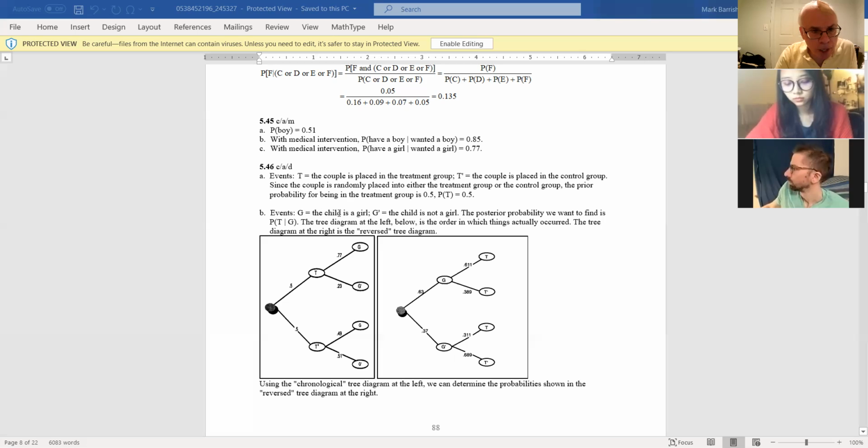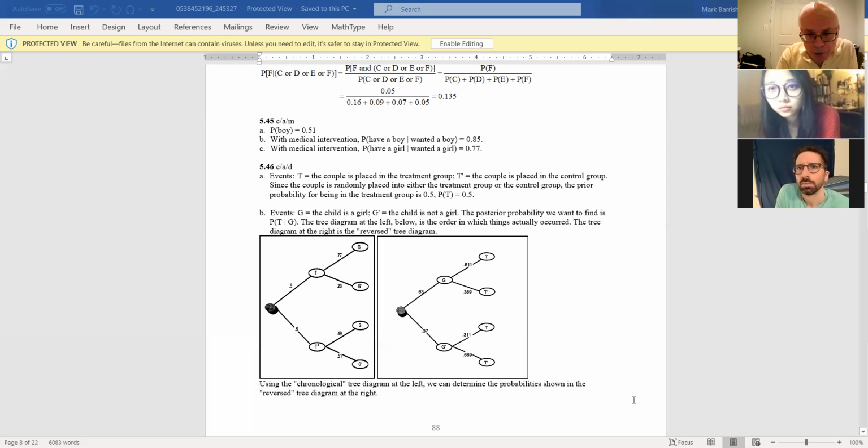G is the child is a girl, and not G is the child is not a girl, which we'll assume means boy. We're not going to go into anything more than that. We're not talking about aliens or some other creature other than a boy or girl. Now the posterior probability they're asking us to find is the probability of T given G. And that's exactly the way we set it up too, right? That's exactly it.